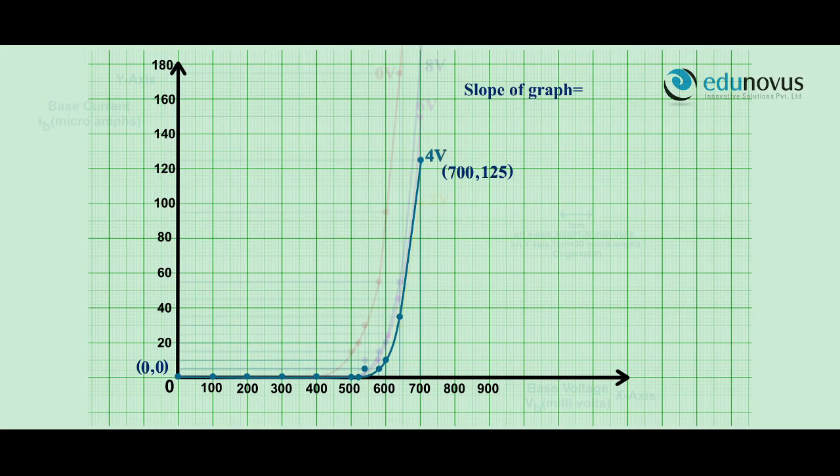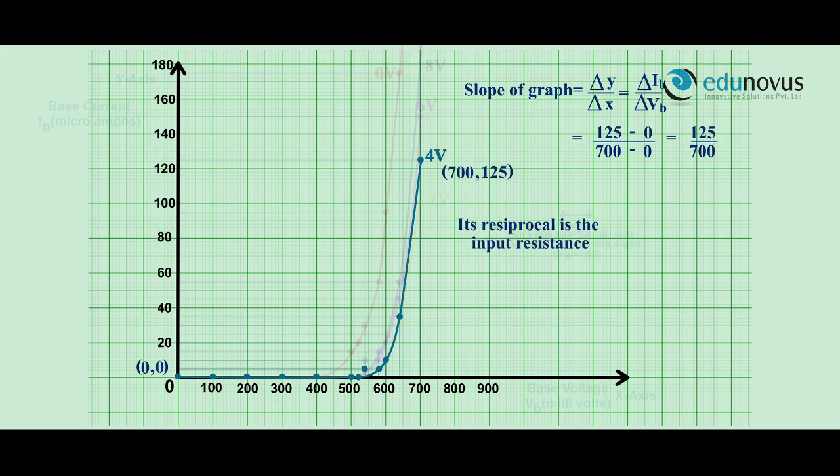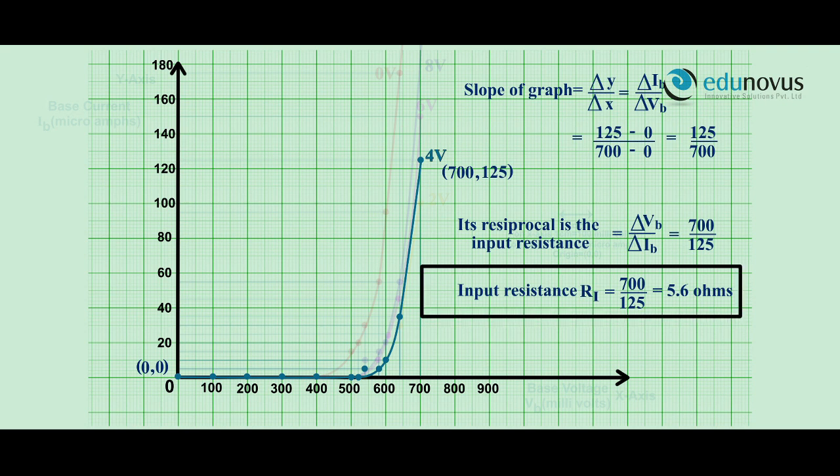Here, the slope of the graph is given by delta y by delta x, which is equal to delta IB by delta VB, that is 125 divided by 700. Its reciprocal is the input resistance, which is delta VB by delta IB, equal to 700 by 125, which is 5.6 ohms. Therefore, input resistance Ri is 5.6 ohms.